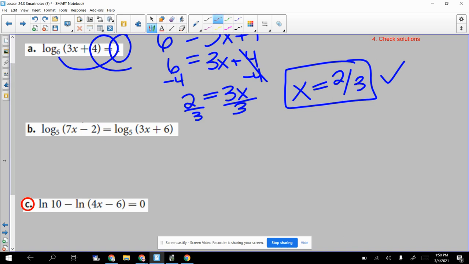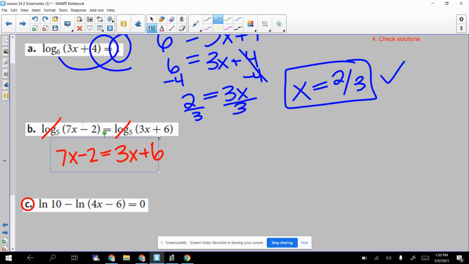Okay, this next one, that's like example B. So it's log base 5 of 7x minus 2 equals log base 5 of 3x plus 6. So we would go ahead, because the log bases are the exact same on both sides, we're just going to cancel them out. And this would be 7x minus 2 equals 3x plus 6.